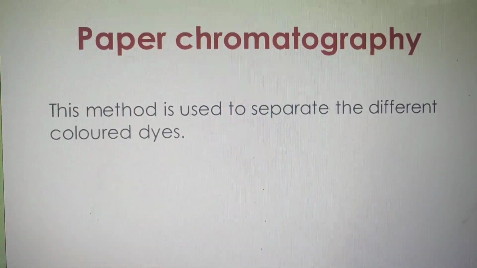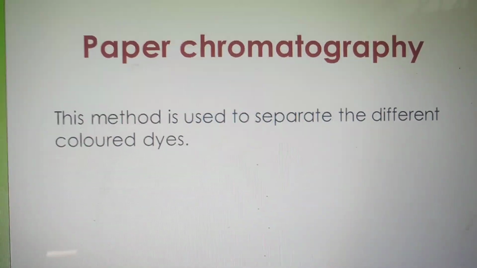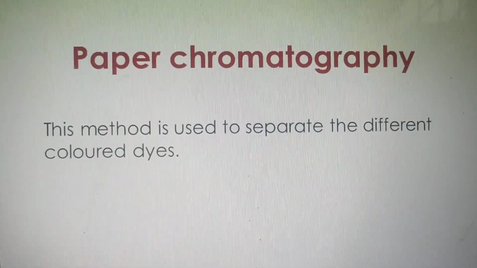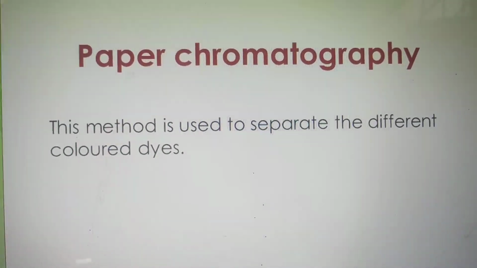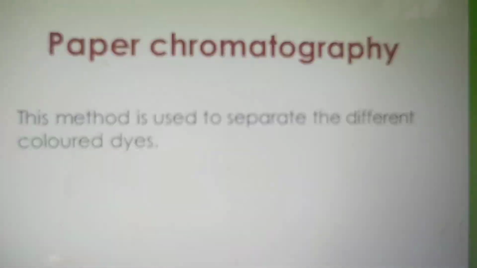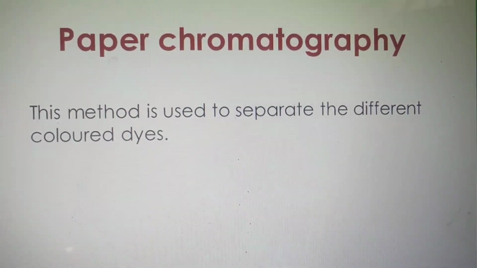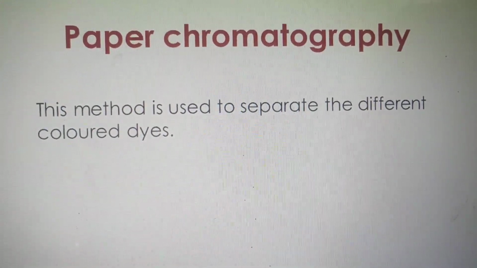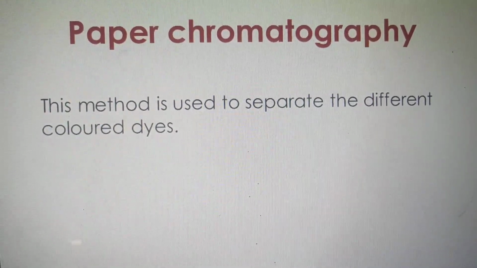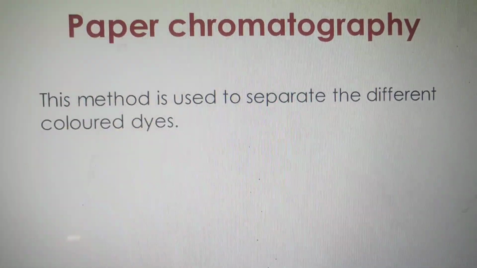Next method is solvent extraction. Which apparatus do we use to separate the mixtures? The separating funnel. In solvent extraction, what do we take? Two immiscible liquids. To separate two immiscible liquids, we use solvent extraction, with a separating funnel.